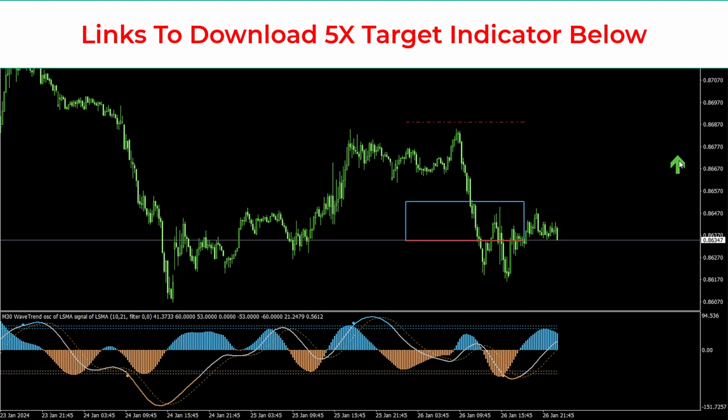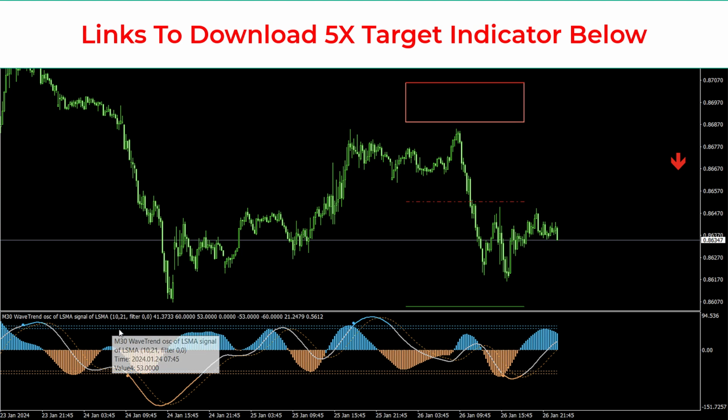So how do we determine if we are going to be buying or selling on the 5x target indicator? So are we going to buy? This is the buy. Or are we going to sell? In determining this, I have found the wave trend oscillator to be especially useful.